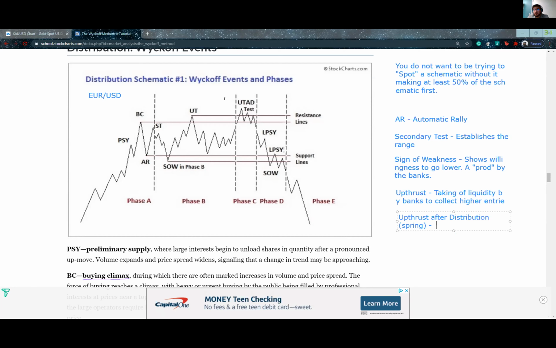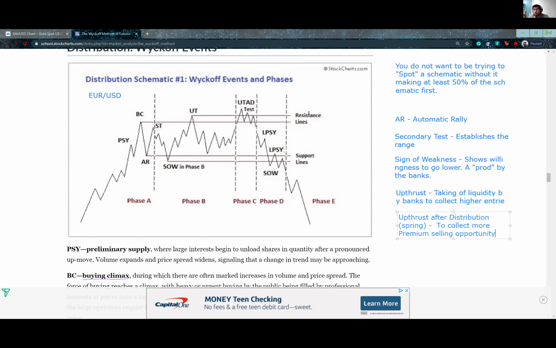So from the UTAD, or the upthrust after distribution, it's to collect more premium selling opportunity, or selling entries, right? So do you want to sell it? Like, let's say, for example, let's go to, well, we can't because we're stuck in this right now.